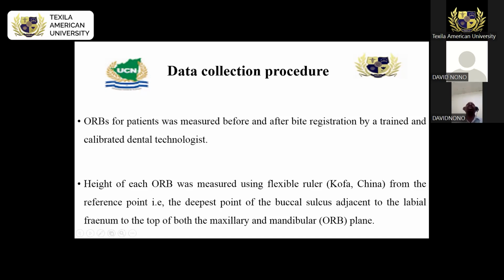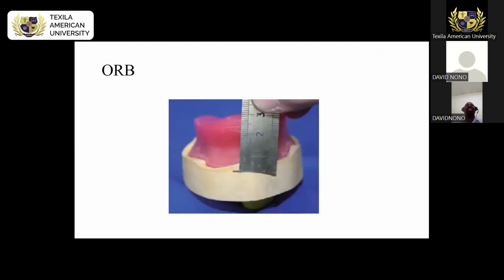So that's why here we are saying we measure both before and after bite registration. And who was doing this measurement? We trained a lab technologist, a degree holder who works with us at Makerere. So the height of each occlusal rim was measured. And what did we use to measure? We got this Coffer set, with a ruler and a pair of dividers, and we used it for measuring. And how do we measure? We go to the deepest part, you can see here how we were measuring, up to up. This is the international standard of measurement.